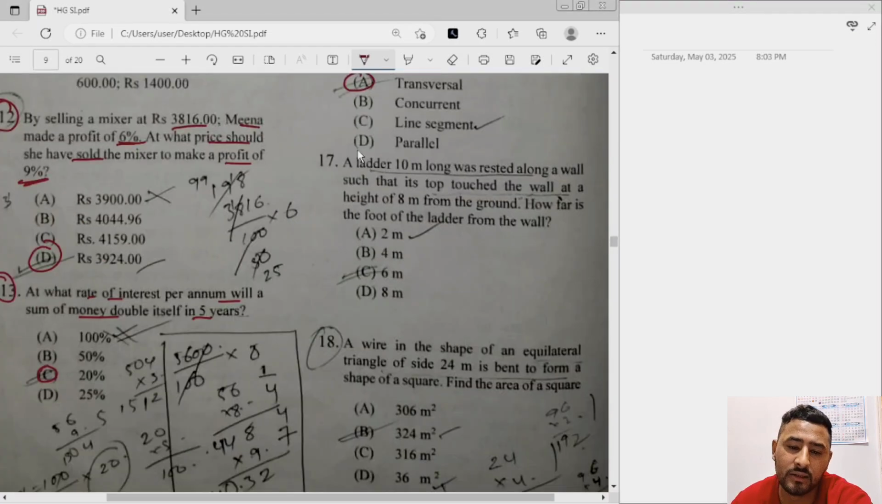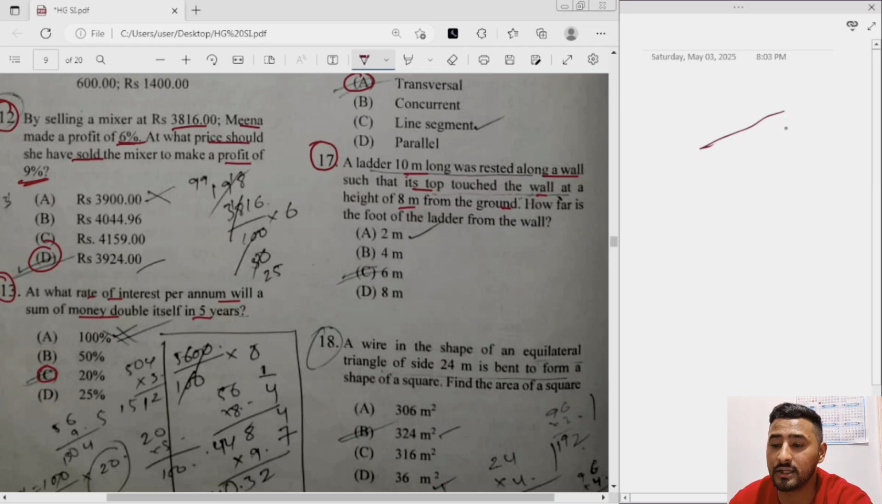Question number 17. A ladder 10 meter long was rested along a wall such that its top touched the wall at a height of 8 meter from the ground. So there's a ladder. The top of the ladder is touching the wall at a height of 8 meters. So the wall is 8 meter, and the length of the ladder is 10 meter. We can make this one a right angle triangle, right? The ground will be touched like this. So we need to find the base. Once we find the base, we'll get the answer.